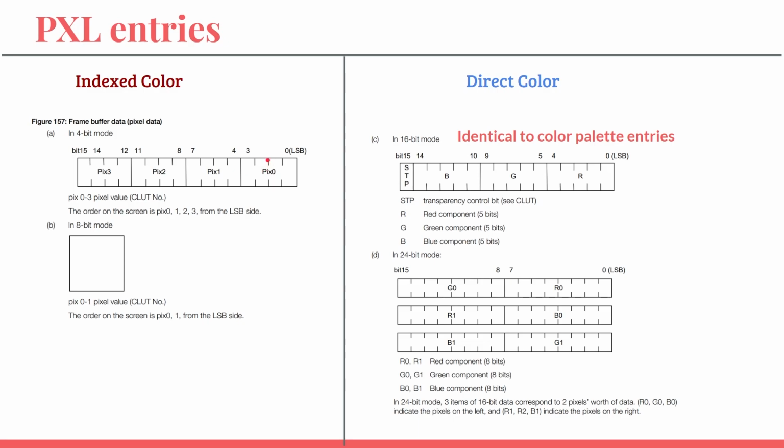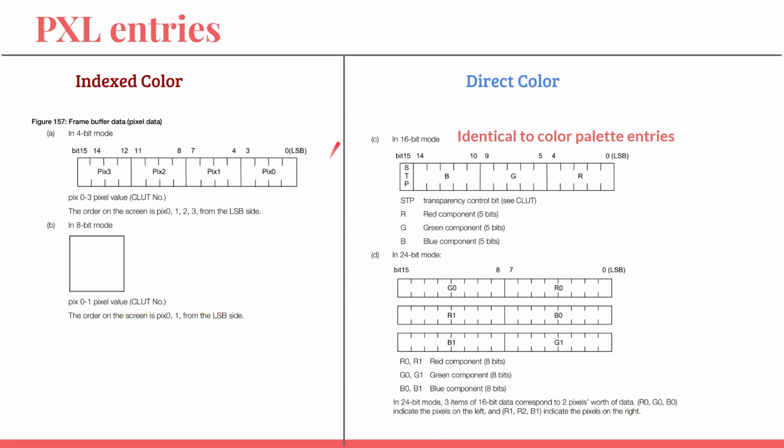So finally, we have the pixel entries themselves, the actual image data. Now here's a very unhelpful diagram of how the data is stored in indexed color mode. Basically, we know how it works though. We know that if it's in 4-bit mode, then the pixel entries are stored 4 bits at a time, one after another. And each 4 bits corresponds to 1 pixel. And in 8-bit mode, basically every byte is the value of a pixel.